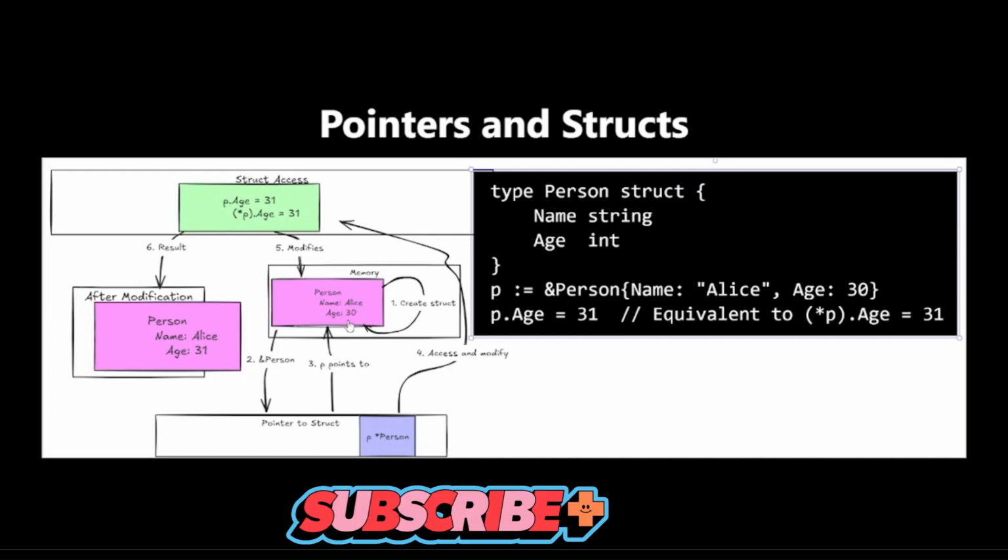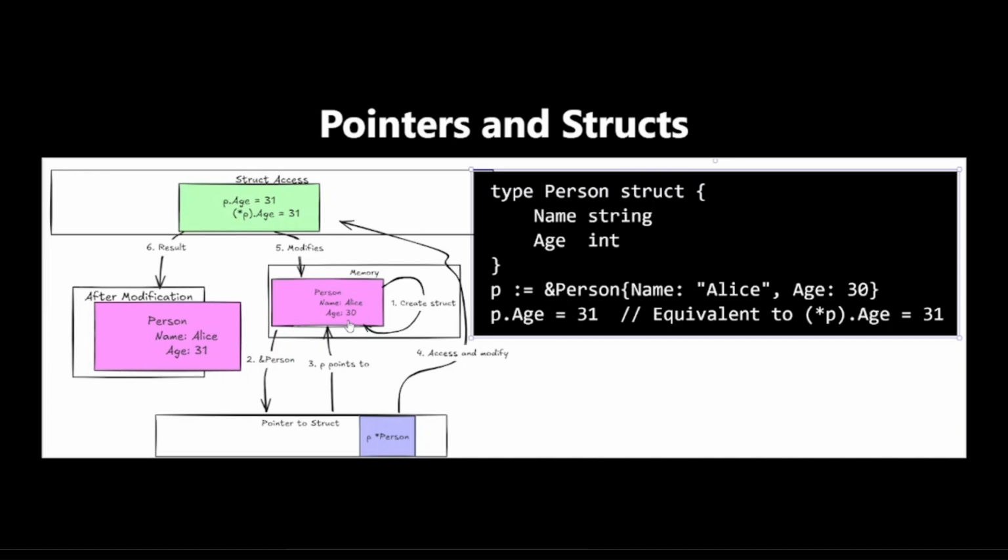Next, we create a pointer to this struct. In Go, we do this using the ampersand operator: p = &person. This gives us a pointer to our person struct. Our pointer, p, is of type *person, meaning it points to a person struct. It's now referencing the memory location of our original struct.